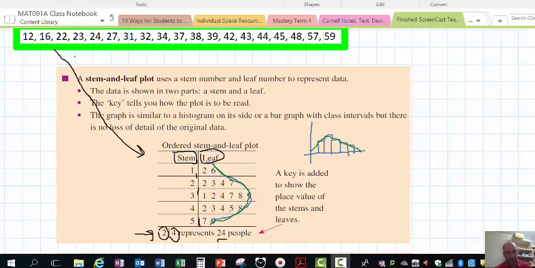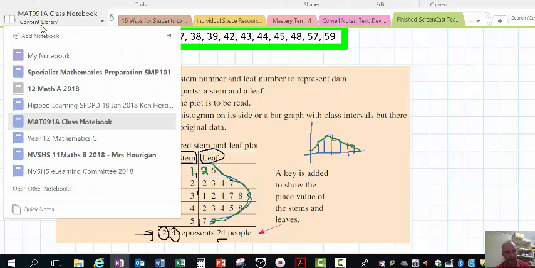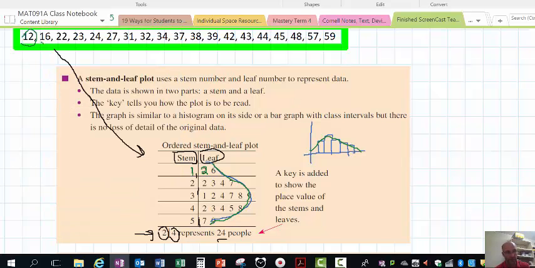If you haven't worked it out already, we put these numbers in by going, well, the first number here is 12, and that would be 1 on the left and 2 on the right. Next number is 16, which would be again that same 1 and a 6. Don't repeat the 1. So anything in the 20s will go on this row here, and we've got 22, 23, 24, 27, and so on until we finish with all the numbers.